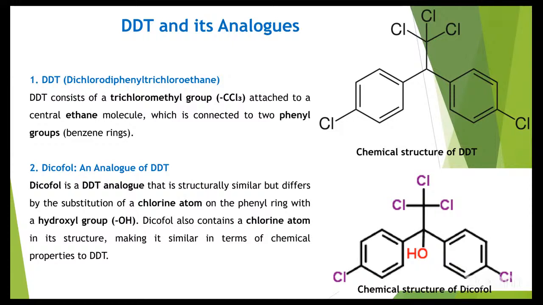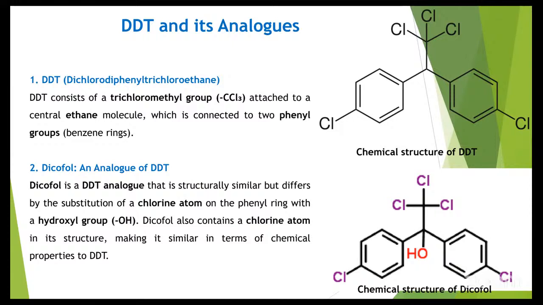Coming to the DDT analogs, the discovery of the insecticidal properties of DDT stimulated the search for analogs of organochlorine compounds. Although there are many compounds available, several analogs of DDT were in use earlier, but except dicofol, which is presently in use as an acaricide, none of them are still used. Dicofol is more effective than the other compounds that have been synthesized from DDT. So here you can see the chemical structure of DDT and dicofol.